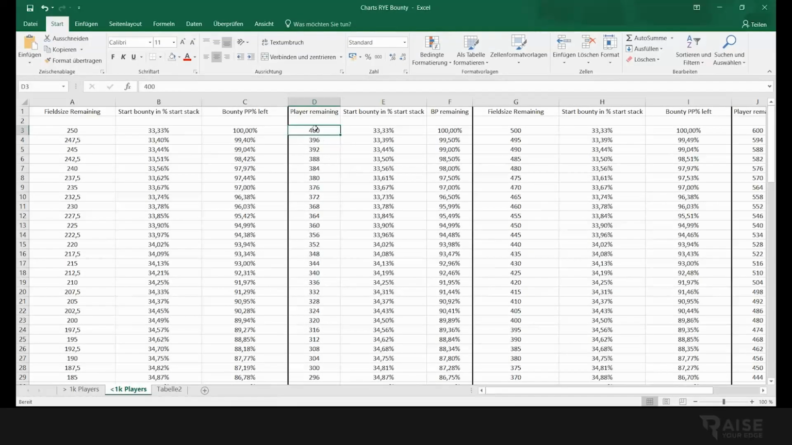Okay, so maybe we just give a quick introduction first. You have explained it in depth, but just in case you don't know what we're doing here right now, this is a chart, and it's very important in bounty tournaments.